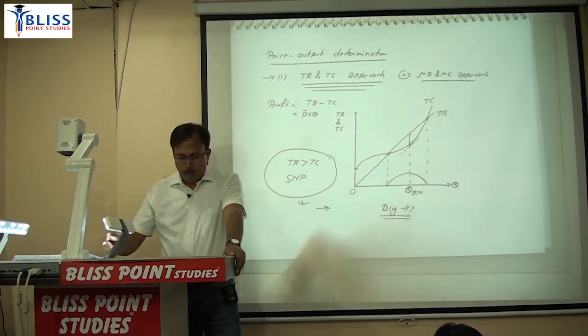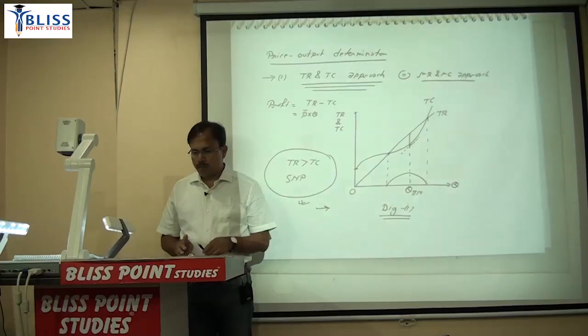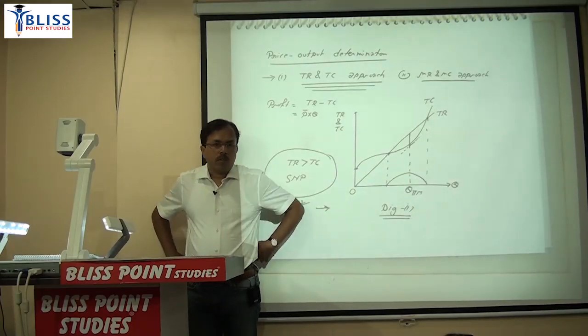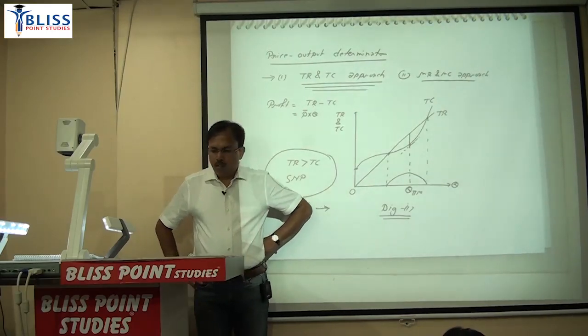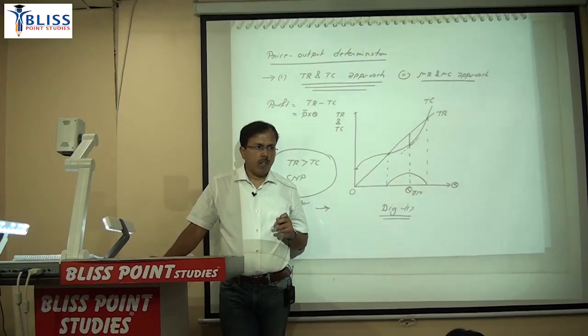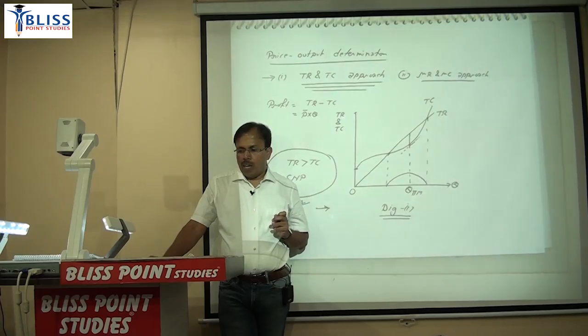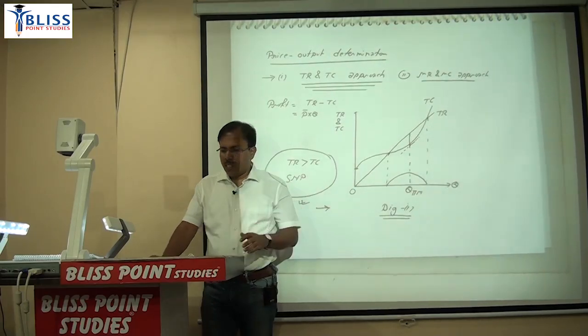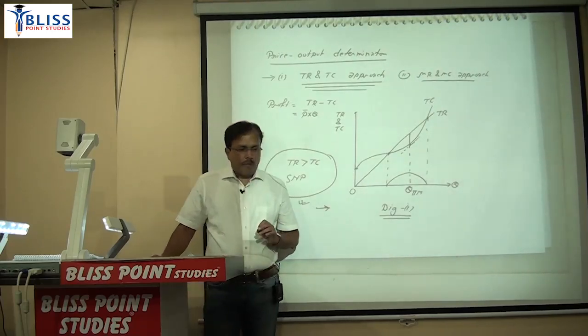Right, one paragraph below that. The total revenue curve is a straight line through origin, showing that price is constant at all levels of output. Full stop. The firm is price taker.